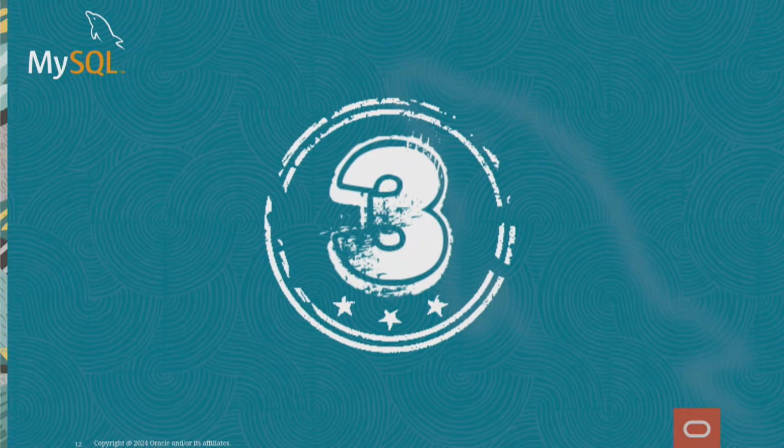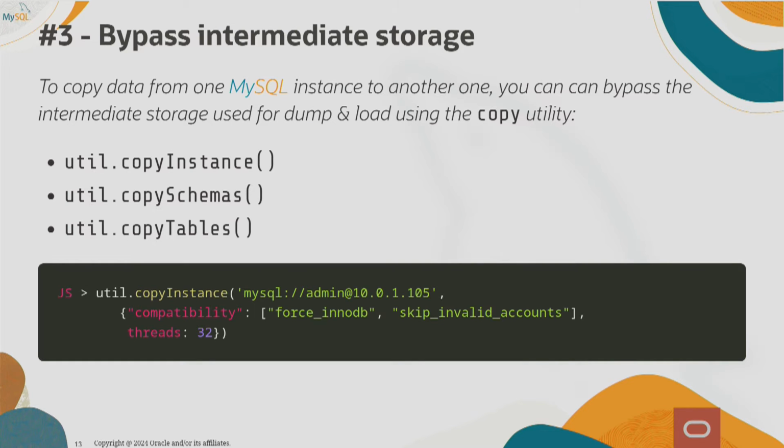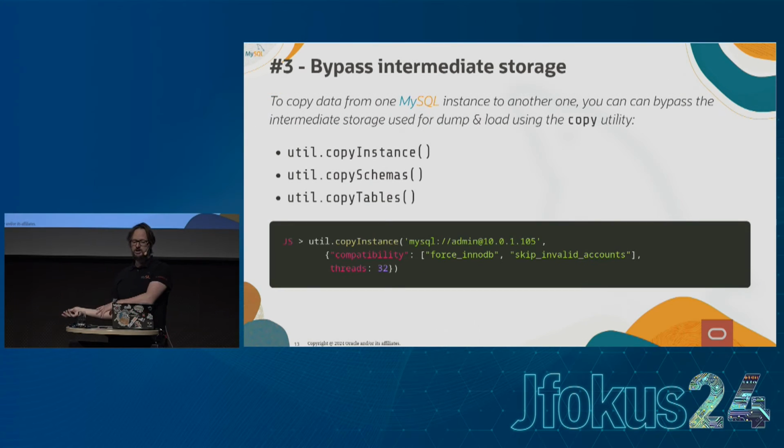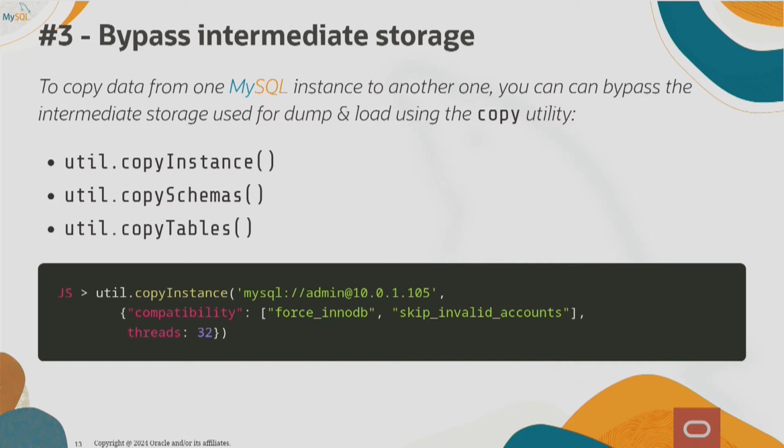Tip number 3, bypass intermediate storage. If you want to copy from your machine to another machine, it's also very easy and fast, in parallel. It's using the very new copy instance. I think we released it with 8.0.35, so we are at 8.0.36 now, or 8.3 also, because we have 2 branches. This is how you can copy data from one machine to another machine. Could be another test machine, could be a production machine, whatever you want.